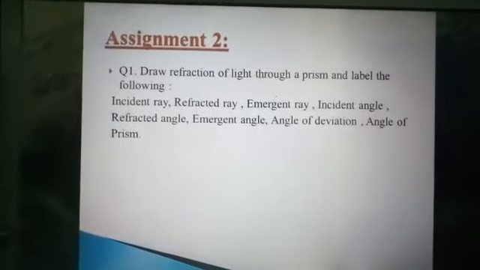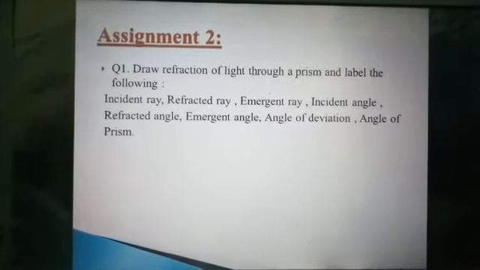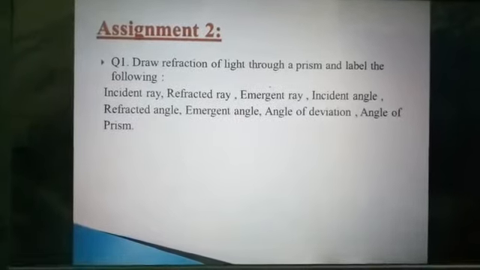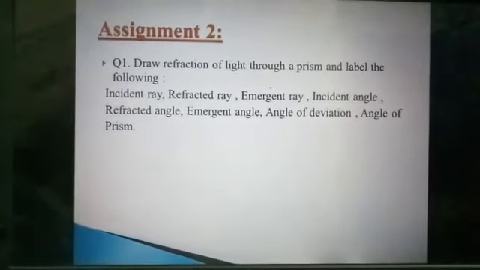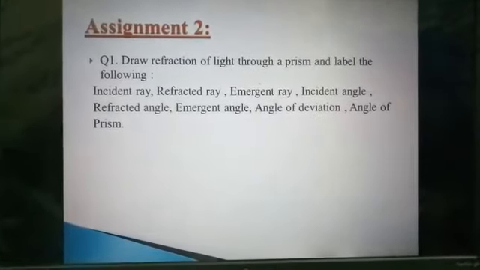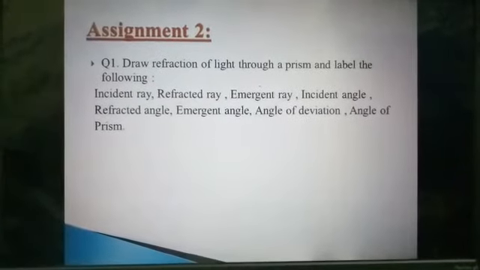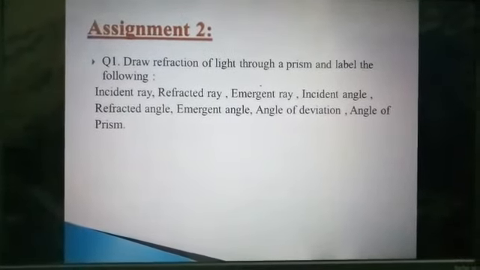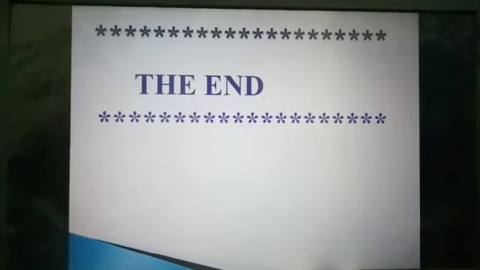So this is your assignment. Assignment number 2. Draw refraction of light through a prism and label the following: incident ray, refracted ray, emergent ray, incident angle, refracted angle, emergent angle, angle of deviation, angle of prism, right? And this is the end of our topic 11.3. Thank you.